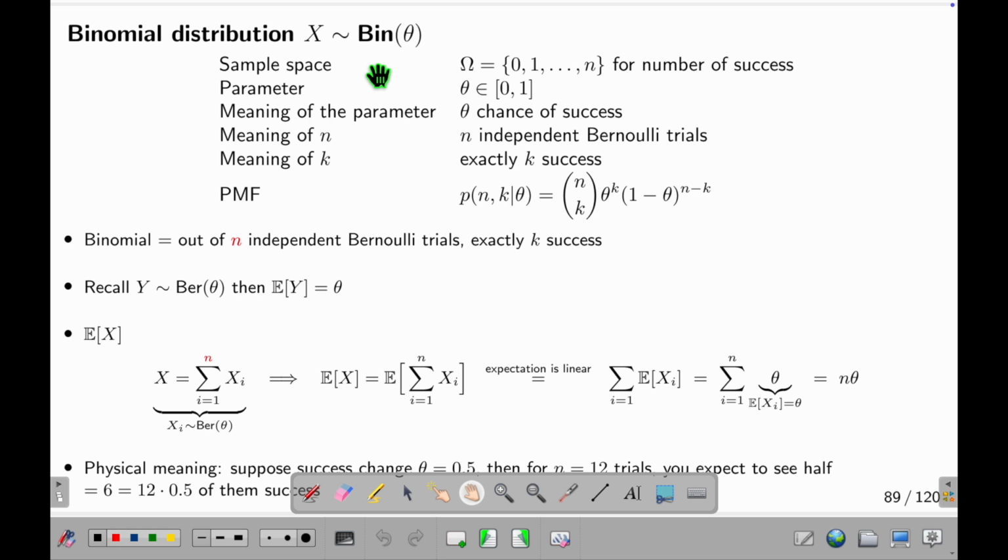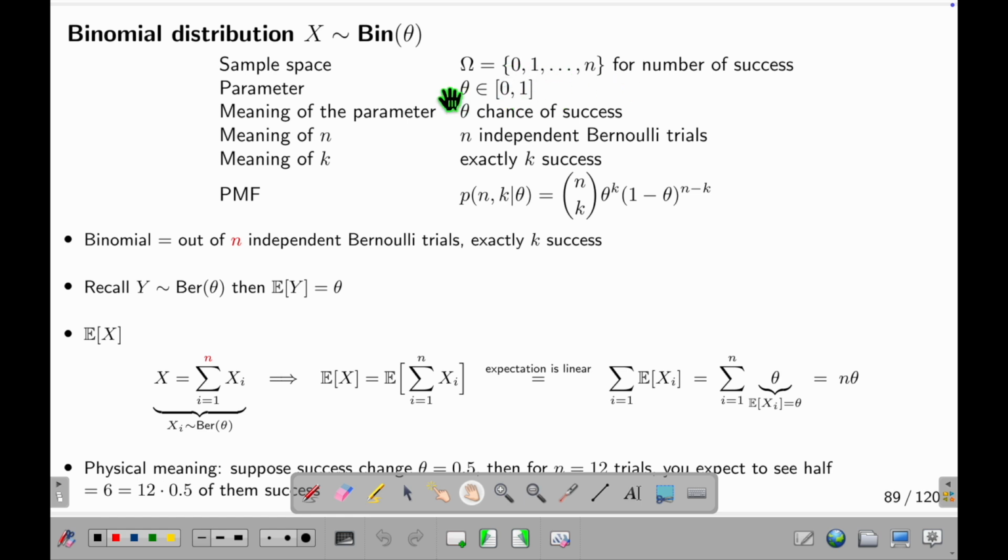Some people write BI, or some people write BIN, or some people spell the whole word BINO. It's the same. So now what's the sample space? The sample space is you toss it n times, right? Then the outcome is how many successes. So suppose you toss 10 times, you want 5 successes. Then the 5 is what you want. This 5 belongs between no success and all success, right? So no success means 0. All success is actually how many times you flip the coin? 10. So 5 is between 0 and n. So k is between 0 and n.